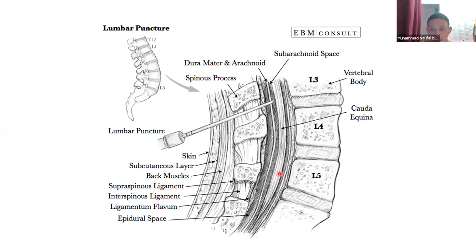So this is the anatomy of our spinal cord and also our vertebra or backbone. Usually the needle will be inserted between the L3 and L4 through the skin, supraspinous ligament, interspinous ligament, ligamentum flavum, and also dura mater and arachnoid mater into the subarachnoid space. It usually has to be performed at the level of cauda equina, and usually the spinal cord ends at L1. The lumbar puncture has to be taken at the level of cauda equina.